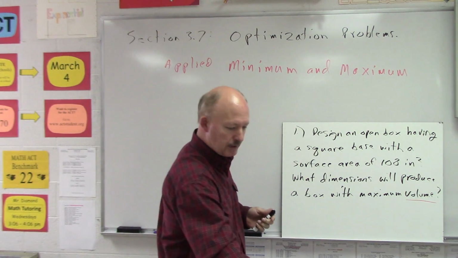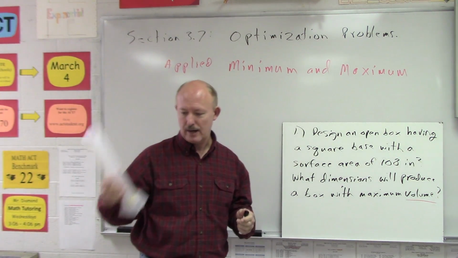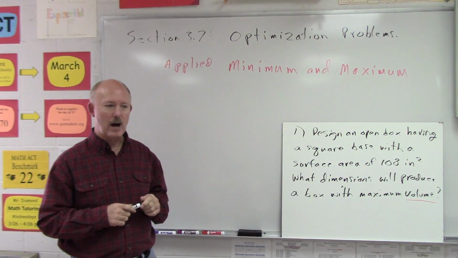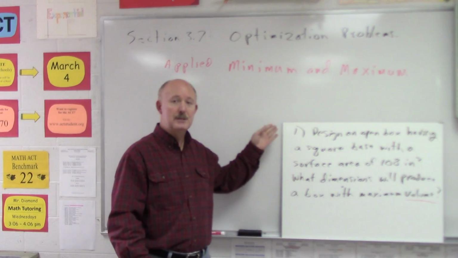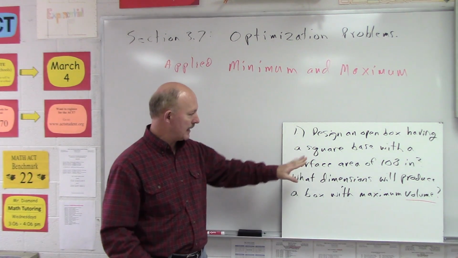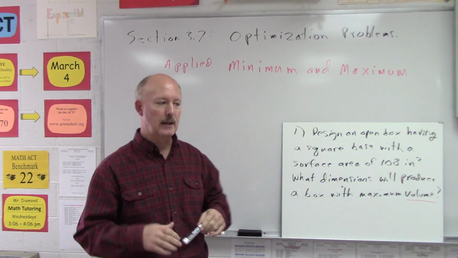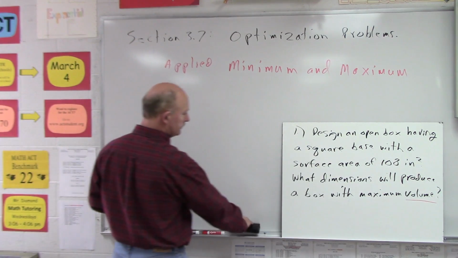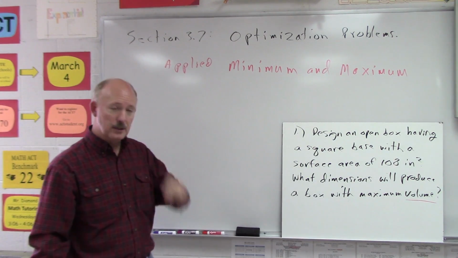But to get started, I want to move my graduated cylinder out of the way here. So we'll move that, and let's take a look at our first problem. In just a minute, I'm going to take this down, so if you are copying the problem down, you need to go ahead and get it down. I'm going to take this off to give me a little bit of extra room. These are applied minimum maximum problems. So let's take a look at this first problem.